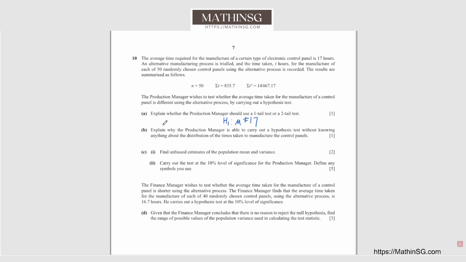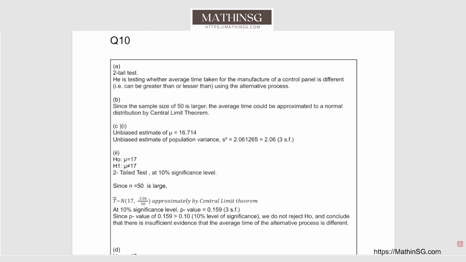Moving on to part B, explain why the production manager is able to carry out hypothesis testing without knowing anything about the distribution of times taken to manufacture the control panels. So whenever they ask why you can still do the hypothesis testing without knowing the distribution, it is always central limit theorem. So when can you use central limit theorem? When you are looking at the mean or total of something, and it must be n greater than 30. Okay, so this is what you write.